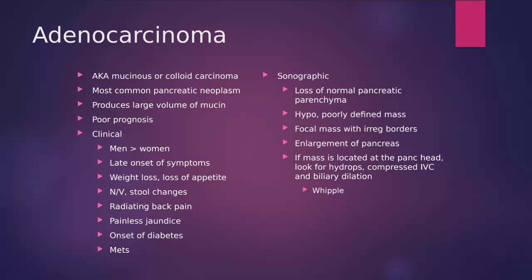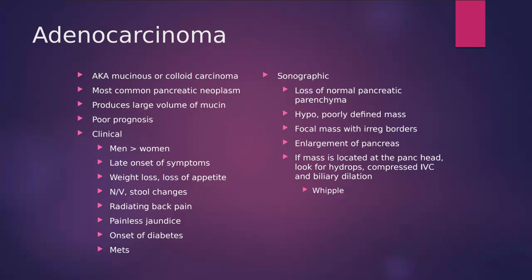Next, we have an adenocarcinoma. So this is also known as a mucinous or colloid carcinoma. So again, 3 names that this could go by. This is going to be the most common pancreatic neoplasm. It actually produces mucin itself, and it produces a lot of mucin. So it's going to start to cause some blockages and problems from that as well. This has a really poor prognosis in terms of a malignancy. Men are actually more likely to get this type of carcinoma than women are.